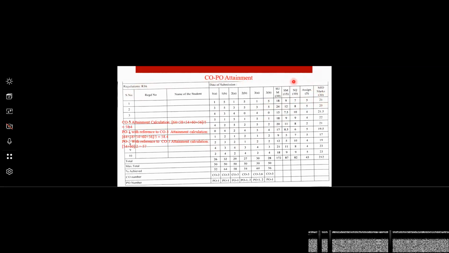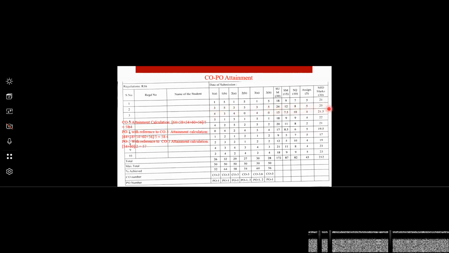Similarly, you can see the second student has scored like this. The second student has scored 25 marks, in which how many marks he has scored in 1A, how much in 1B, everything we need to write down in this table.